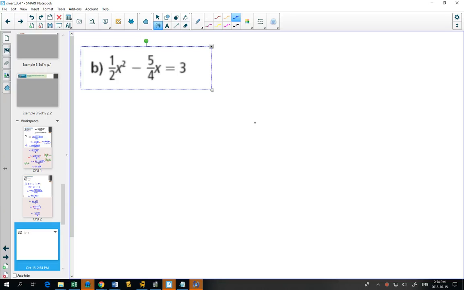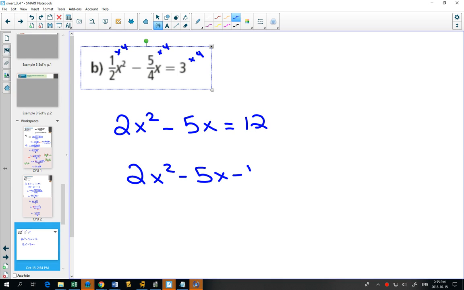If you don't want to work with fractions, what would you do to get rid of them here? If you times everything by 4, can you see that your fractions will go away? So I'm going to multiply this whole side by 4 and this side by 4. I would get 2x squared minus 5x equals 12. And moving everything over to one side to make it equal to 0.